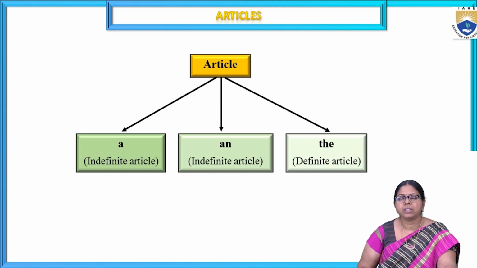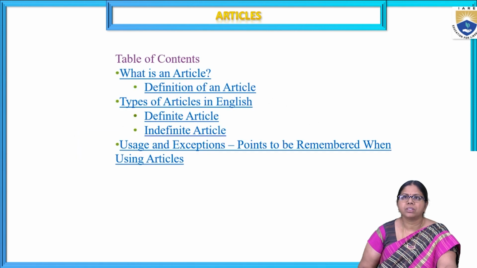The term definite itself shows that "the" is the definite article, which we have to use in particular situations, and a and an are indefinite articles, which we use when we are speaking in general. So let us start the topic. In this, we are going to discuss the definition of an article, the types of articles in English, what definite and indefinite articles are, usages, exceptions, and points to be remembered when using articles.